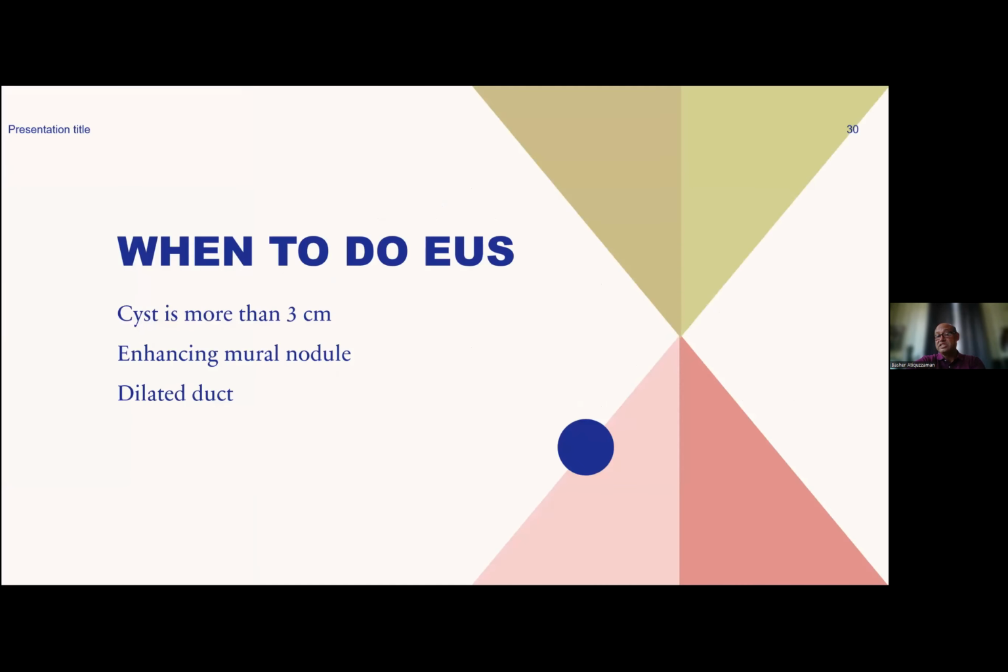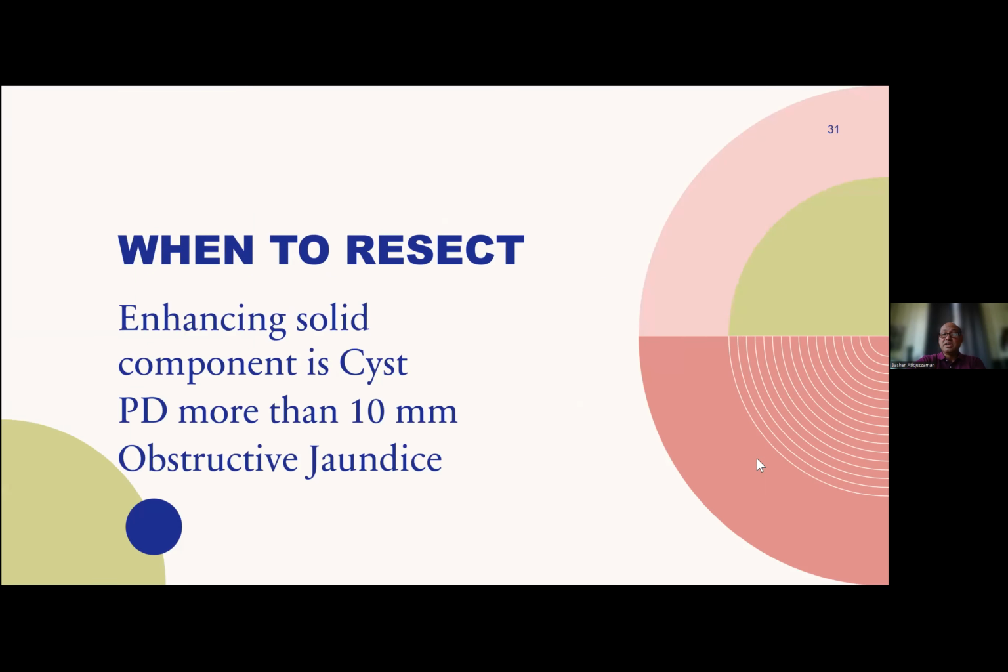Another point is that not every pancreatic cyst needs an EUS. And the other important thing is when to resect a cyst. If you see in the subsequent MRI or radiological study that the cyst is increasing in size, if you see the component of the cyst is getting solid, if you see the pancreatic duct is getting more than 10 millimeters, if the patient is developing obstructive jaundice, these are the definitive indications to go for cyst resection. And it's very important.